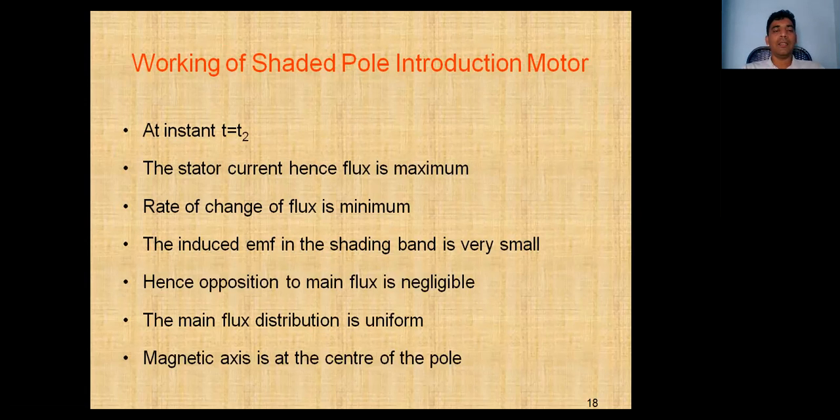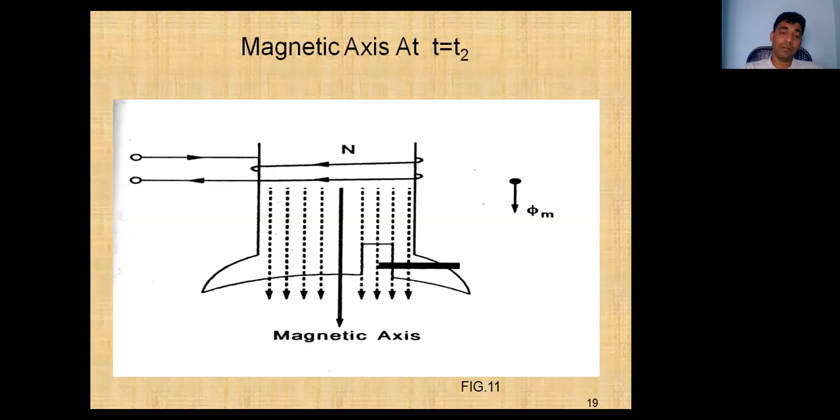So, at t equal to t2, stator current and flux are maximum. The rate of change of flux is minimum. The induced EMF in the shading band is very small, hence opposition to the main flux is negligible. The main flux distribution is uniform. Magnetic axis is at the center of the pole here. Here is the total main flux with the magnetic axis at the center of the pole, and the rate of change of flux is minimum, hence the induced EMF is negligible, hence the opposition force is 0. Hence, magnetic axis is at the center of the pole.